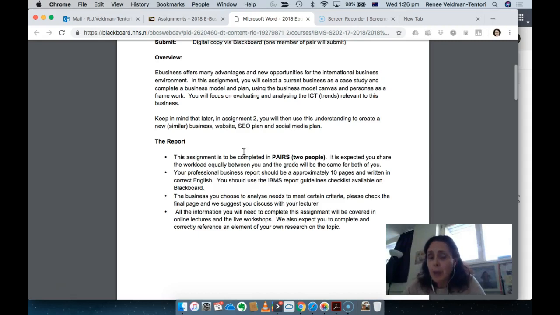The report should be around about 10 pages. Of course, it can be sometimes a little more, a little less if you need that to cover what we ask. Whether or not you count the cover sheet and the references is really up to you. But just keep it as close as you can to the 10 pages.